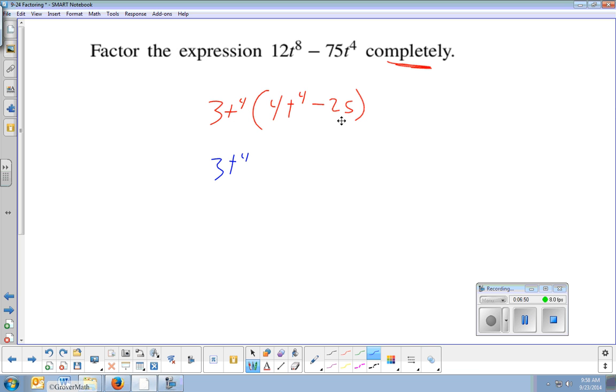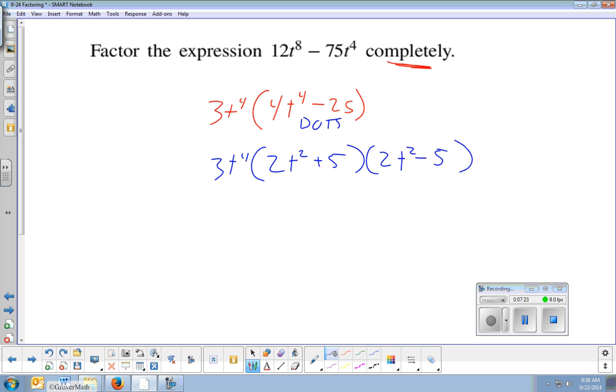Is it a difference of two squares? Well, my numbers are 4 and 25. Yes, they are both square. And t to the 4th, it's not t squared, but it's even. And what that means for exponents is if you have an even exponent, it's considered square. So yes, this is a difference of two squares, so it can be factored further. And it would factor to 2t squared plus 5 and 2t squared minus 5.